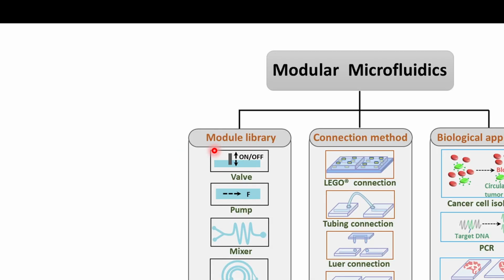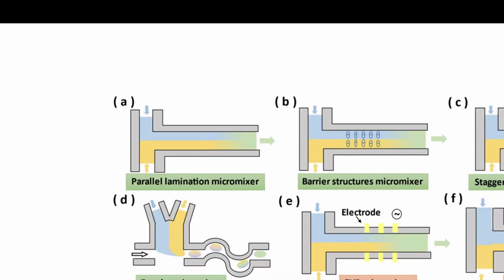So here we are discussing, we have already discussed the droplet generator. It is also the same kind of thing as a droplet generator, or you can say a mixer. I think the droplet generator will come later. So these are micromixers, based on different principles. Here it is showing the parallel lamination micromixer. Another one is the barrier structure micromixer, and the third one, C, is showing the staggered herringbone micromixer.